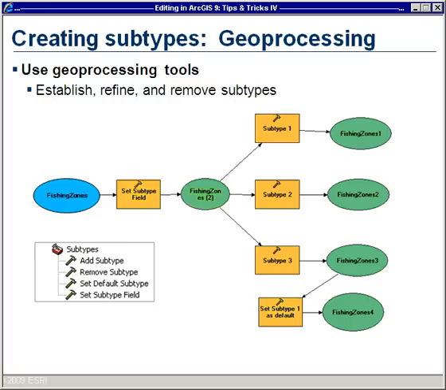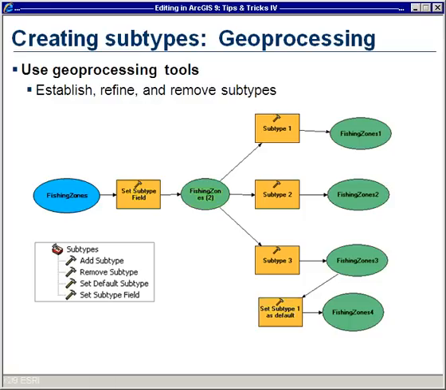So it can be fairly time consuming to go ahead and create subtypes if there are many codes and many descriptions. And also if you're dropping them and recreating them from time to time, or if you just want to add new ones from time to time, one of the ways to automate the process and make it a lot simpler is to use the geoprocessing environment.